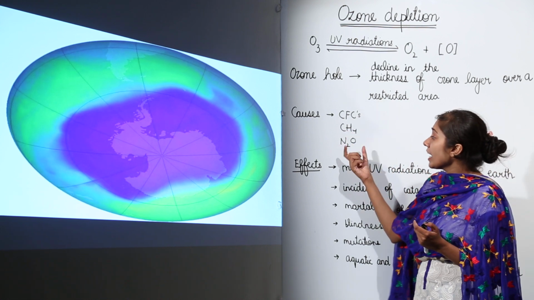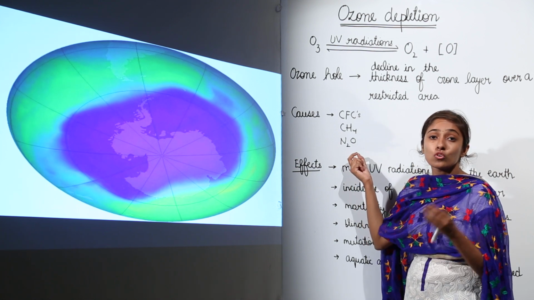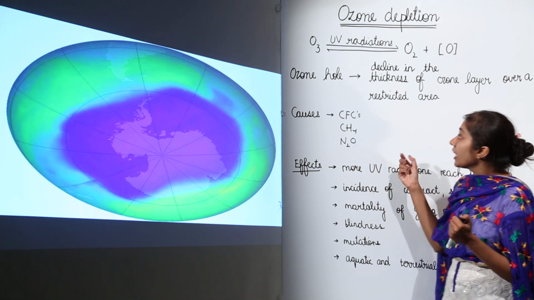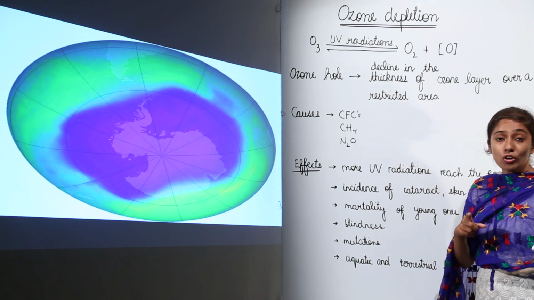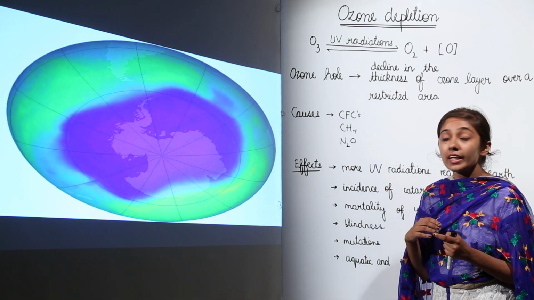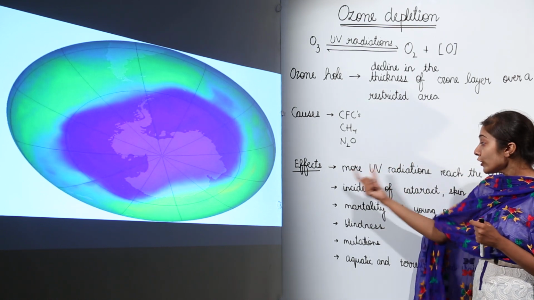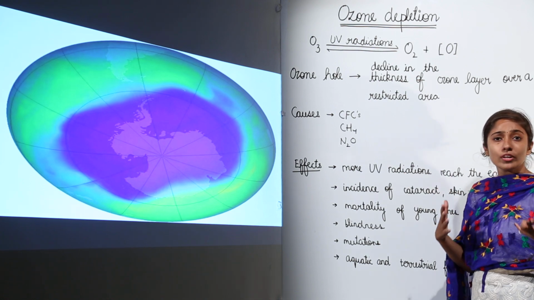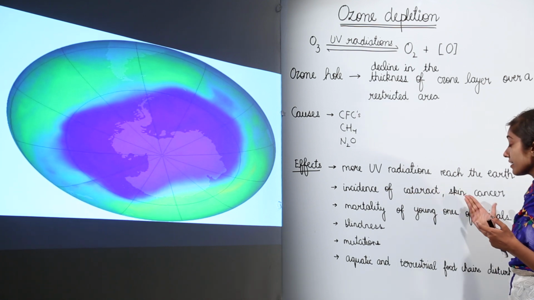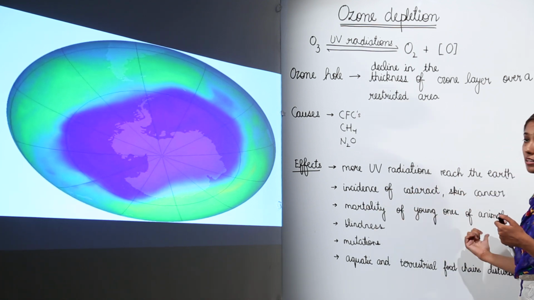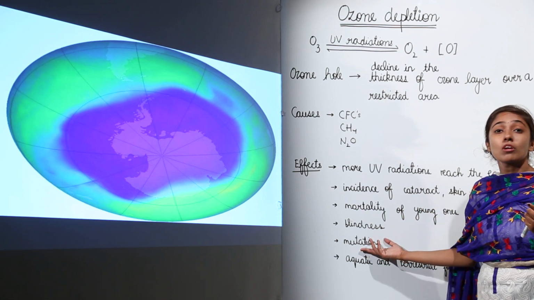Then methane and oxides of nitrogen can also pose a threat to the ozone layer that is there in the ozonosphere of our atmosphere. Now what are the effects of this? Since I told you that this ozone layer helps us by not allowing the UV radiations to enter the atmosphere, now more UV radiations will reach the earth. So what is going to happen? These UV radiations are going to cause more incidences of cataract, skin cancer, the death of the young ones of animals, blindness, and mutations in genes, which can lead to many abnormalities.